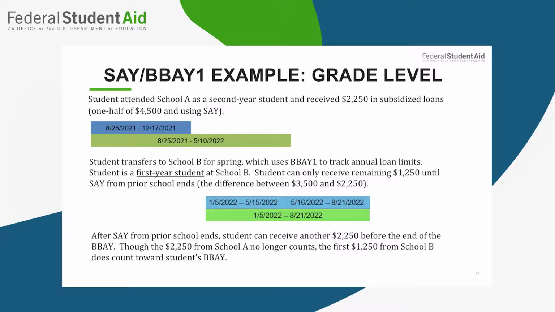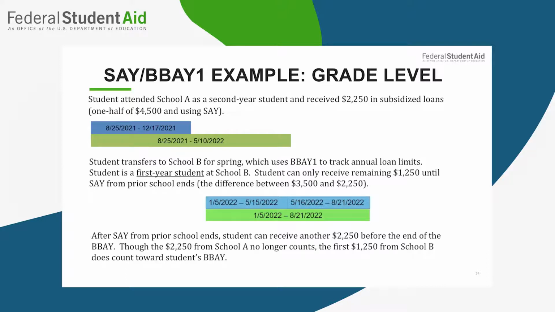So it's similar. You can see the student's revised loan period, August to December, and you can see the entire academic year, August to May. The student transfers to school B for the spring. That school uses BBAY1 to track annual loan limits. The catch is this student is a first-year student at school B, not a second-year student.